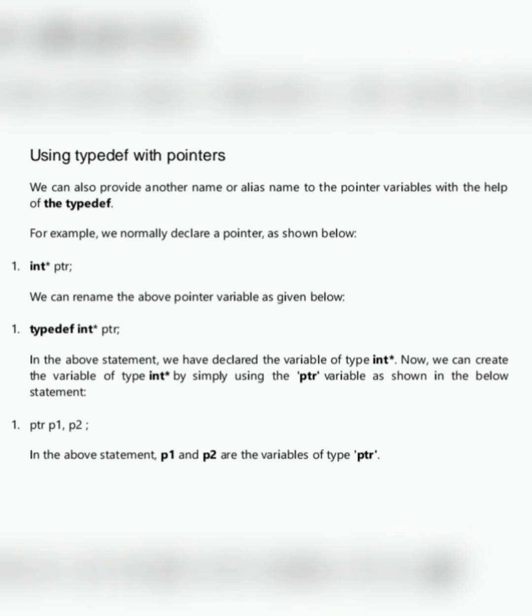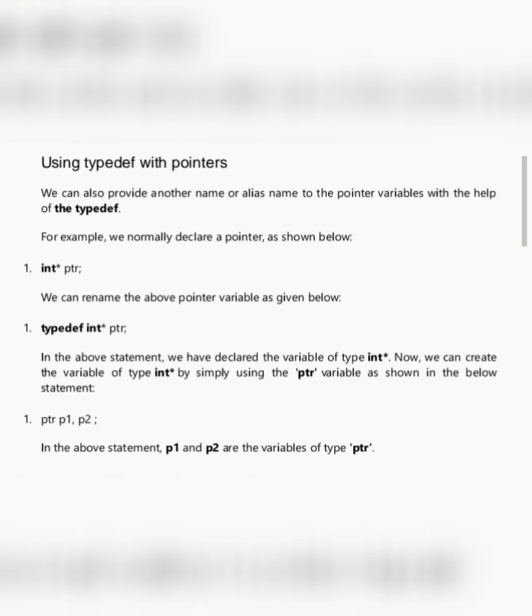Using typedef with pointers, we can also provide another name or alias name to a pointer variable with the help of typedef. For example, we normally declare a pointer as int *ptr. We can rename the above pointer type by giving typedef int *ptr. In the above statement, we have declared the type for int star. Now we can create variables of type int star by simply using ptr as shown: ptr p1, p2. In the above statement, p1 and p2 are variables of the type ptr.